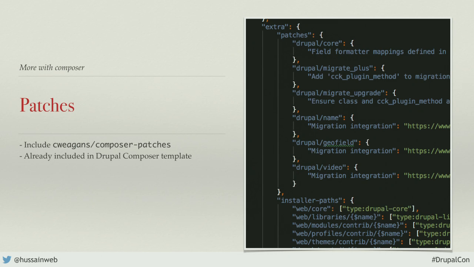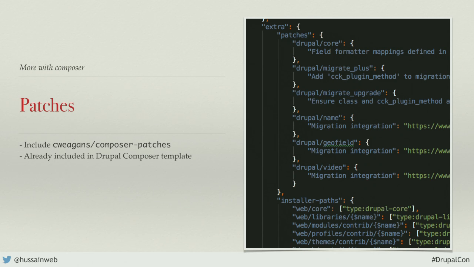There is a section in composer.json, and you just have to follow the format. There are examples for this, and I'll share the slides, so you can always take a look at that. The important thing is that you include a package called cweagans/composer-patches. I'm not sure how to pronounce that. That makes it possible for all the patches to work. And you probably don't need to include it because the composer template I mentioned earlier has it by default.